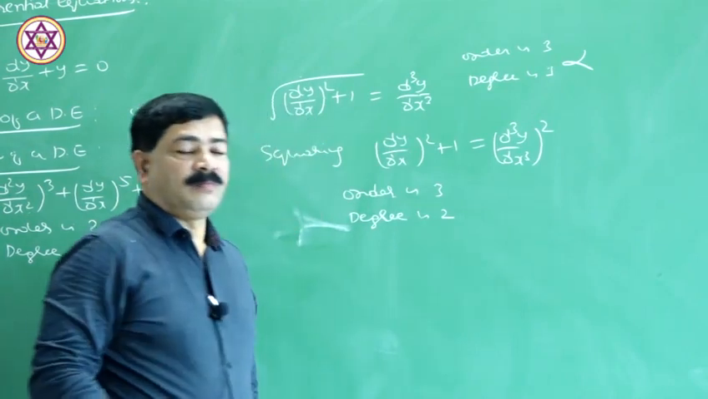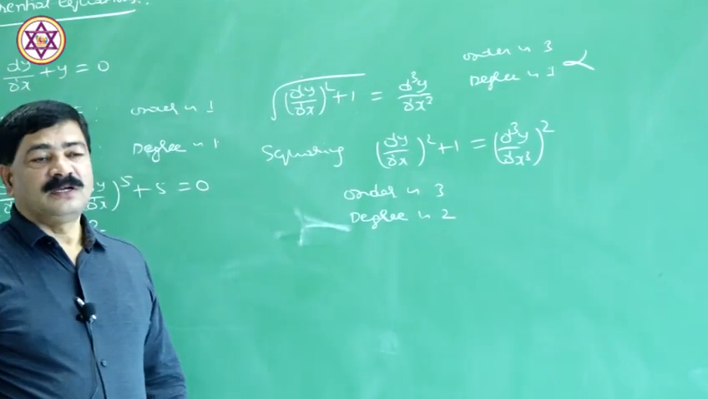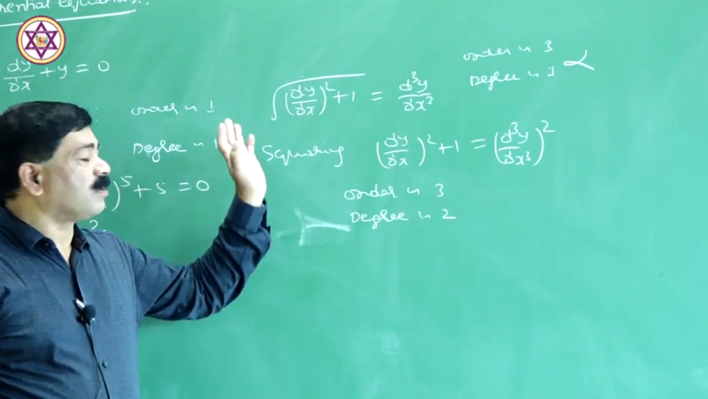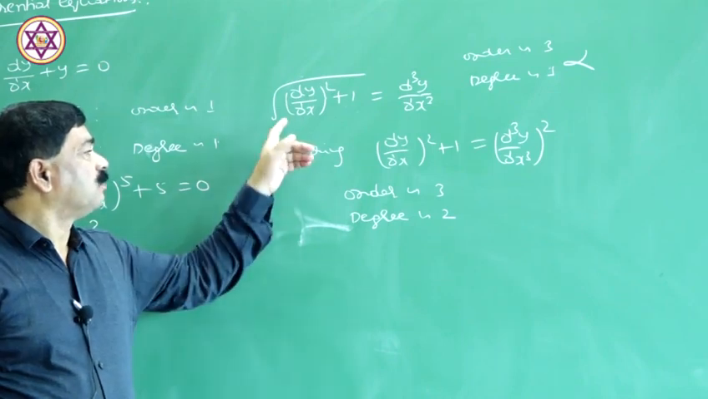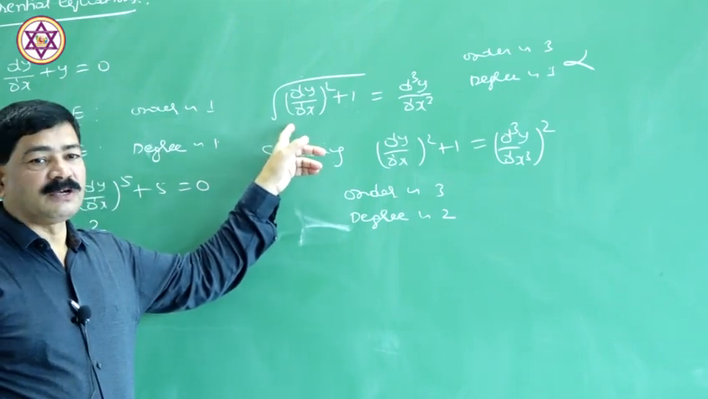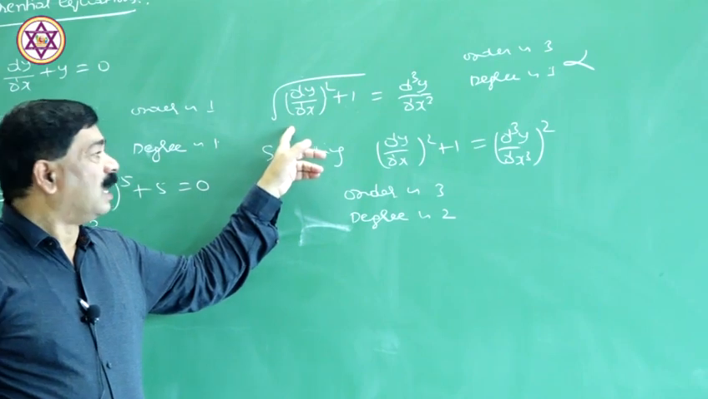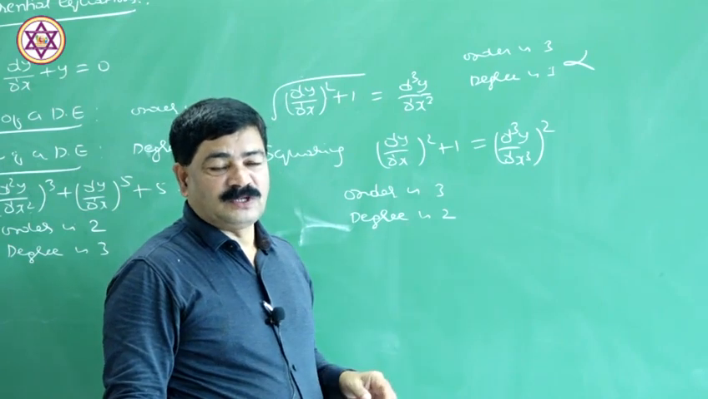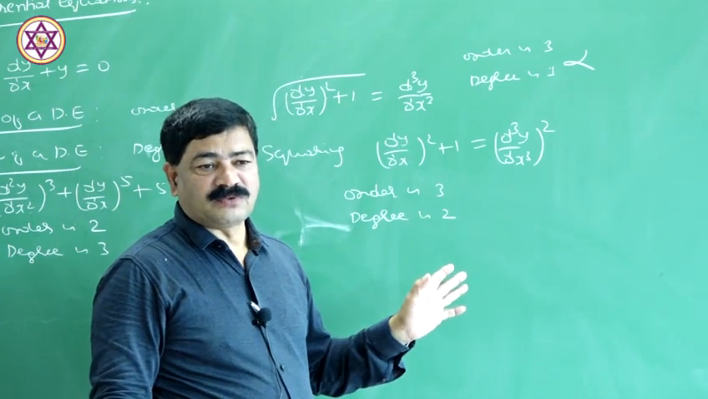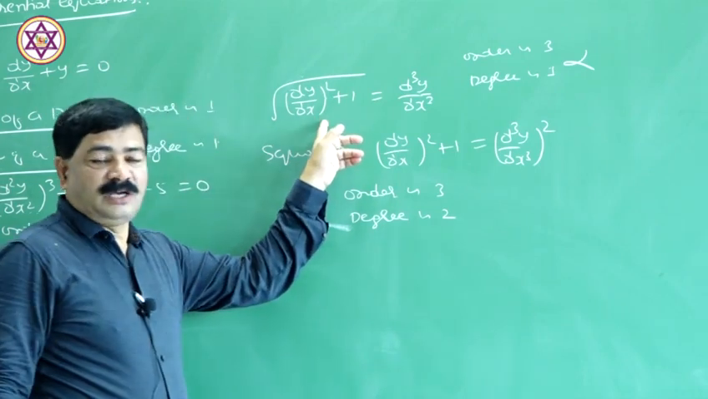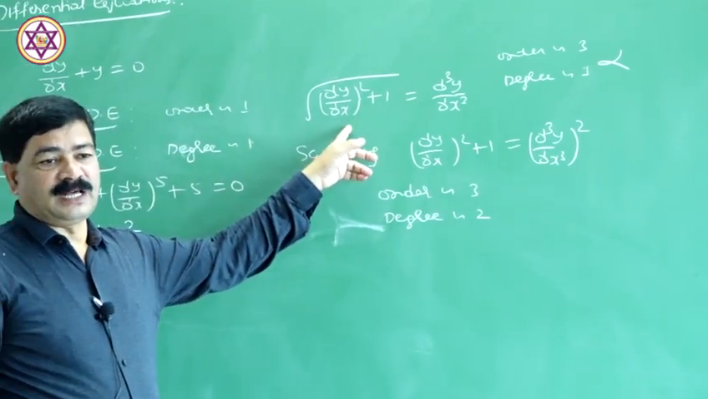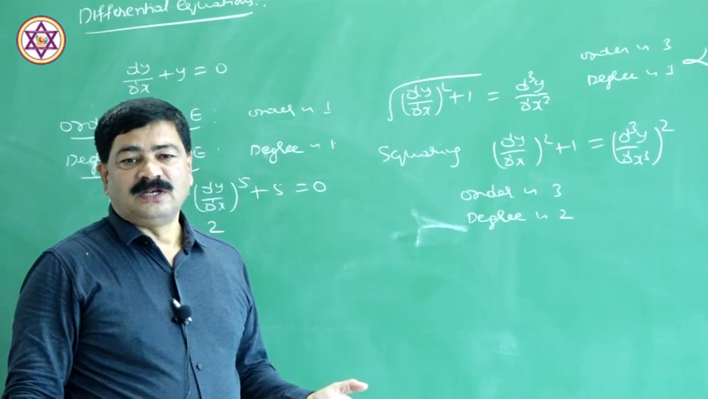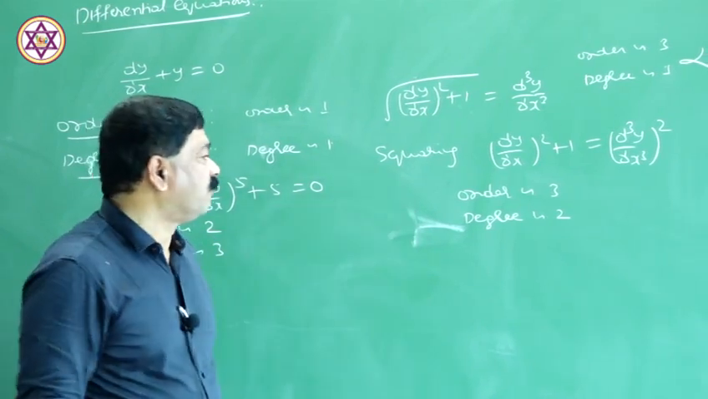This one is wrong because we take the degree of the differential equation when the differential equation is free from radical signs and fractions. So if there is a radical sign, first we have to eliminate the root sign and then take the degree of the differential equation. Otherwise degree varies. You can't get the exact degree of the differential equation.